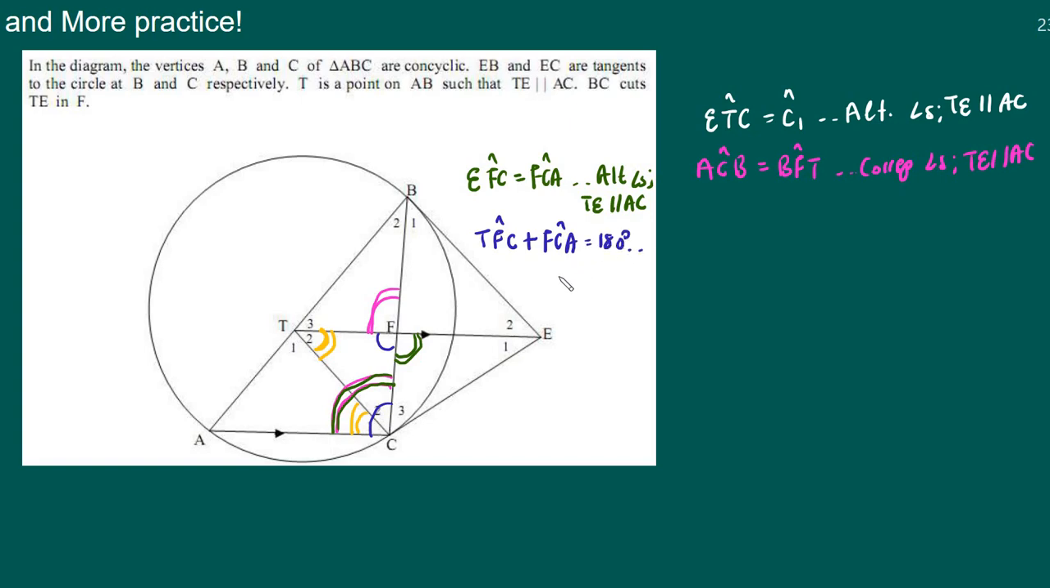Those are our co-interior angles. It's because they are between, it's a U shape between TF and AC. So TF is parallel to AC. Good stuff.